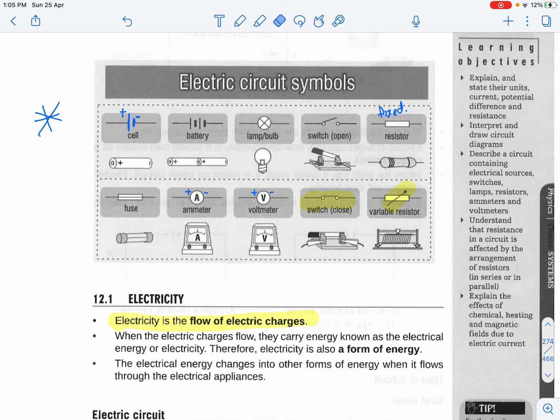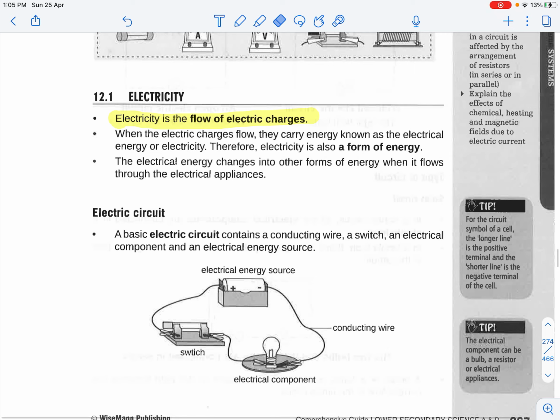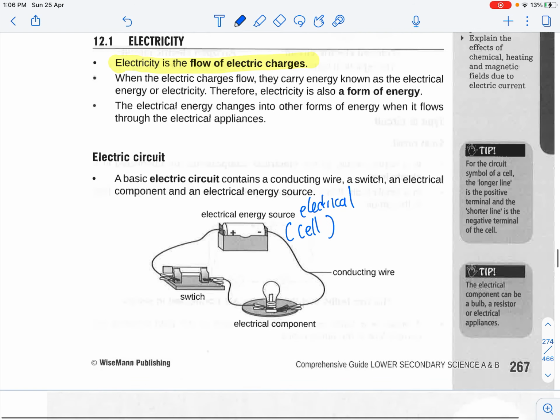So in general, for any complete electrical circuit, you will have a few main components. Number one, you have an electrical source. This electrical source usually comes from a cell, which is another name for battery. Okay, and this will be an electrical cell. And then you have the wires to connect it, the switch, and an electrical component, which can be a light bulb or a resistor.